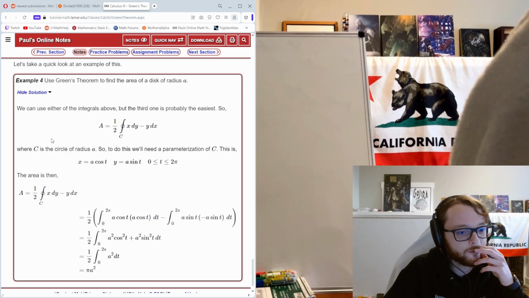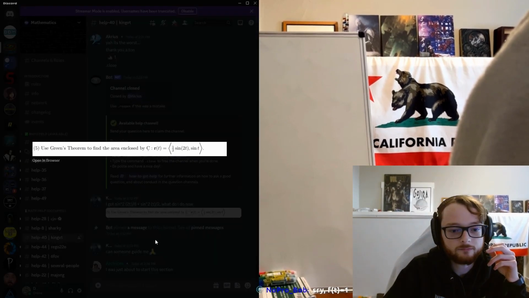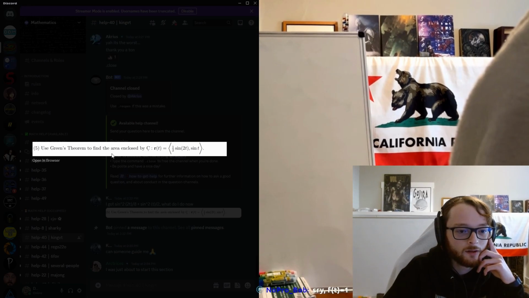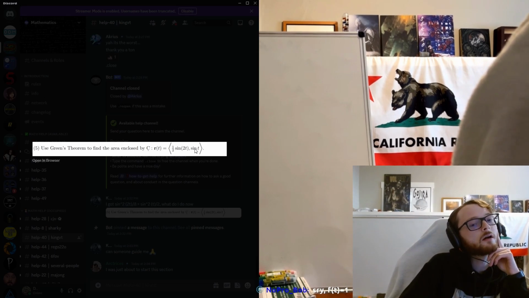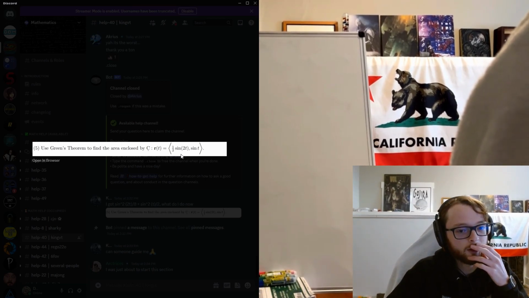Okay, I guess we basically do this. Use Green's theorem to find the area enclosed by r of t equals 1/2 sine 2t comma sine t. So they don't give us the bounds. Are there obvious bounds that we're supposed to figure out intuitively?